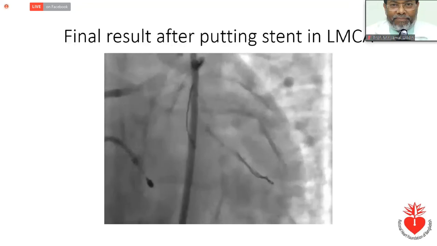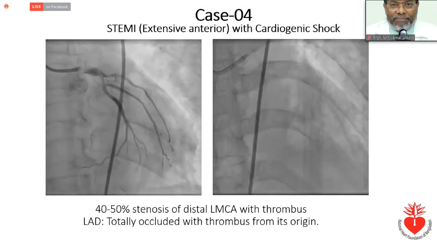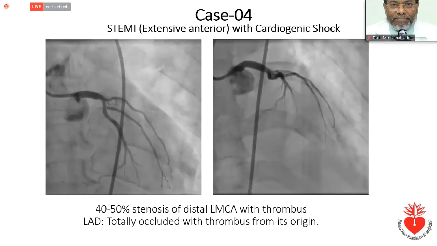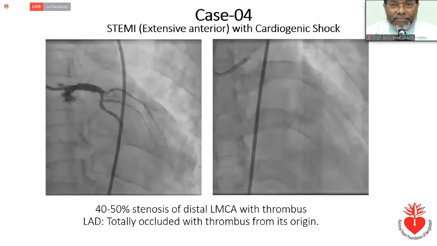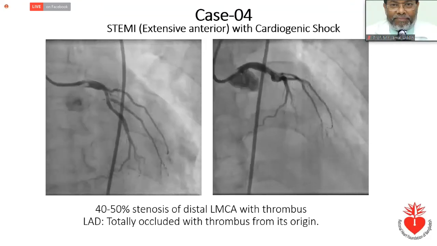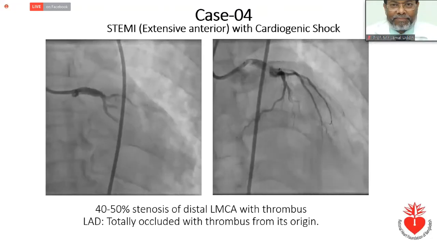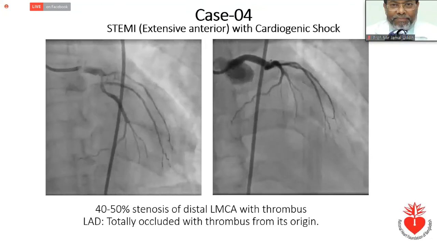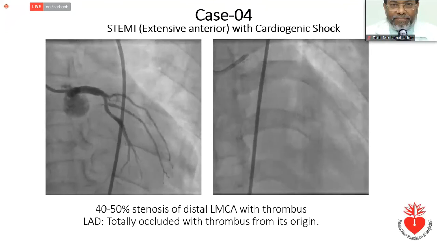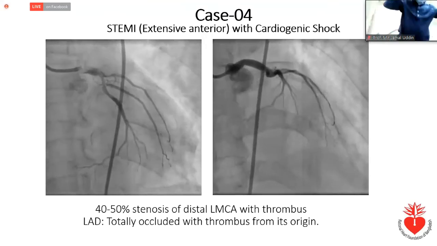So when a patient comes with significant left main disease and ST segment elevation MI, without further ado, in our center, we usually try to do the primary PCI as soon as possible. Like in this gentleman who had extensive anterior myocardial infarction, he presented with cardiogenic shock. His angiogram revealed 40 to 50% stenosis of the distal left main with thrombus. The LAD was also totally occluded with thrombus from its origin.